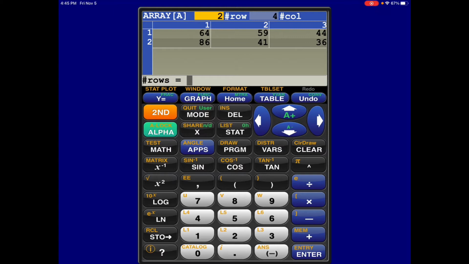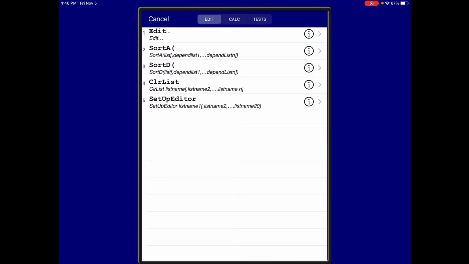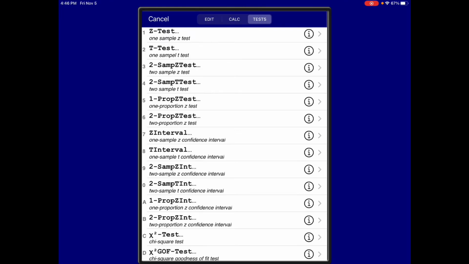Once you have all those values entered, you're going to get out of the matrix mode. To do that, you hit second mode, and it says quit with the mode button. Next we need to run our test. So to do this, we're going to go to Stat, scroll right to Test, and then go down to chi-squared test.